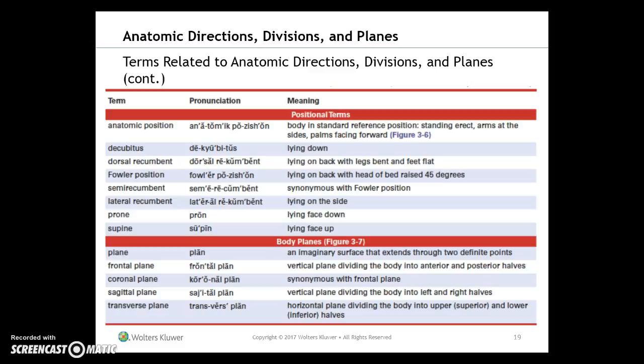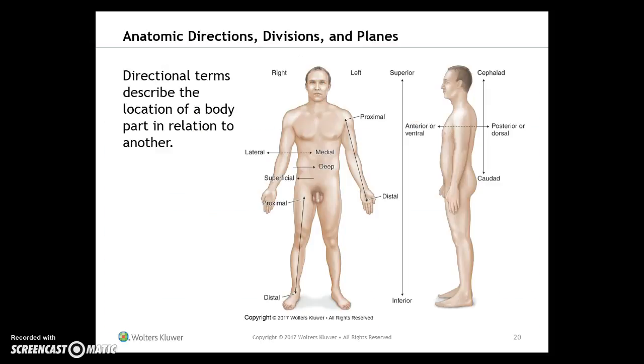This table continues with terms that we need to become familiar with: anatomic position, decubitus, dorsal recumbent, Fowler position, semi-recumbent, lateral recumbent, prone, and supine. When we look at the body planes, we need to understand the term plane, frontal plane, coronal plane, sagittal plane, and transverse plane.